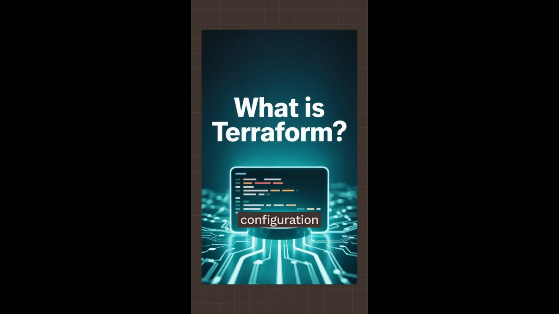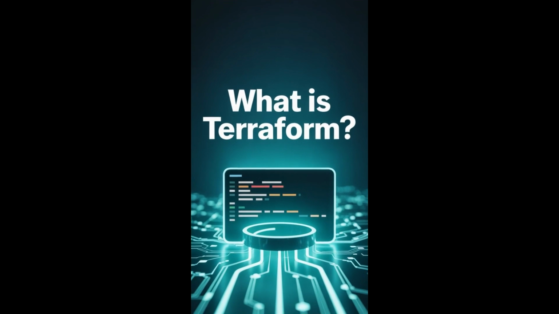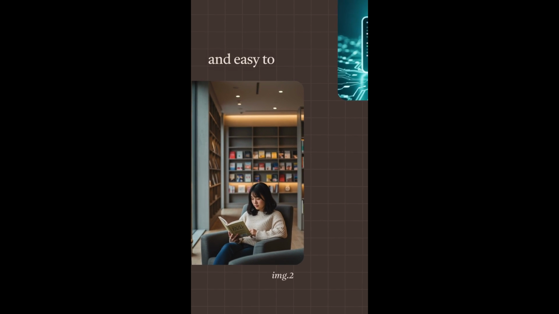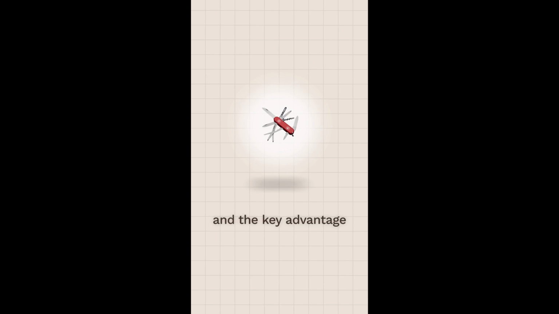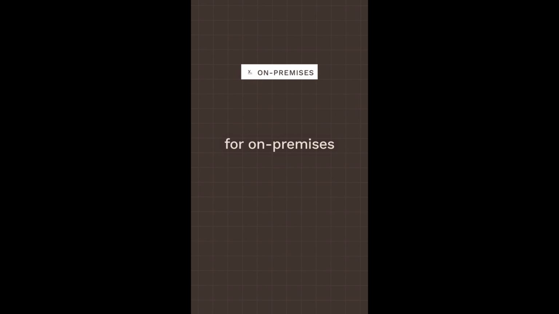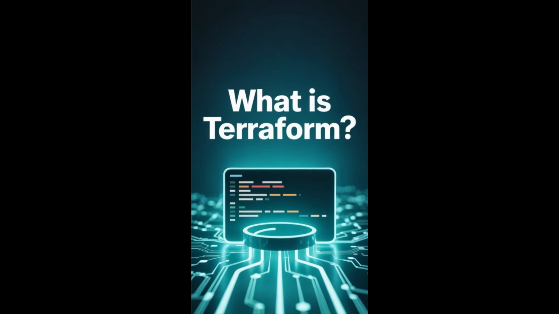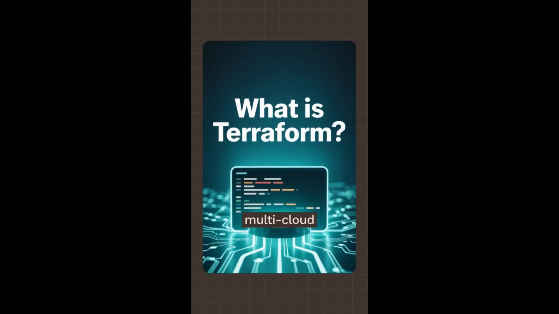You write a configuration file using HashiCorp Configuration Language, HCL, which is human readable and easy to understand, just like JSON. The key advantage is that Terraform is provider agnostic. It works with virtually any cloud provider, including AWS, Azure, Google Cloud, Alibaba Cloud, whatever the cloud, and you can also use it for on-premises and many others using the same language syntax. This means you can manage multi-cloud environments.